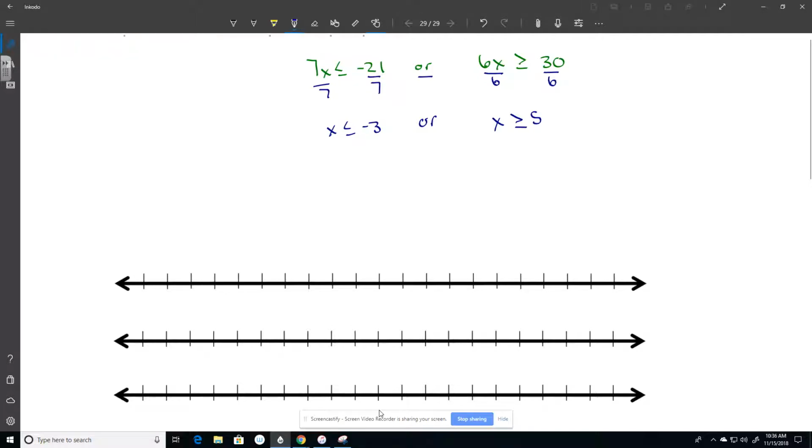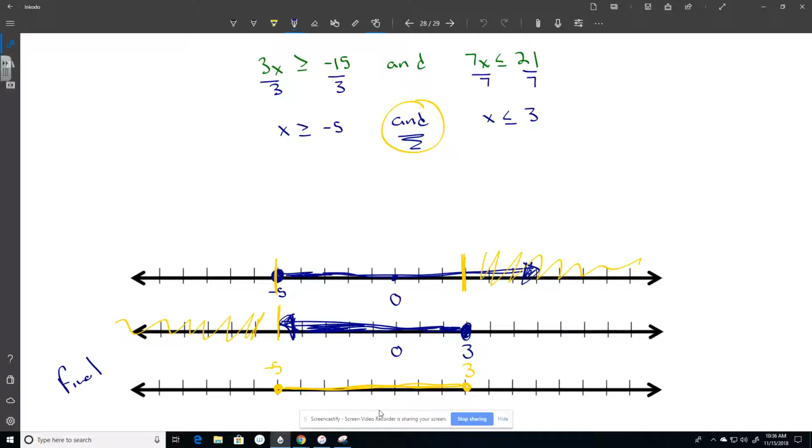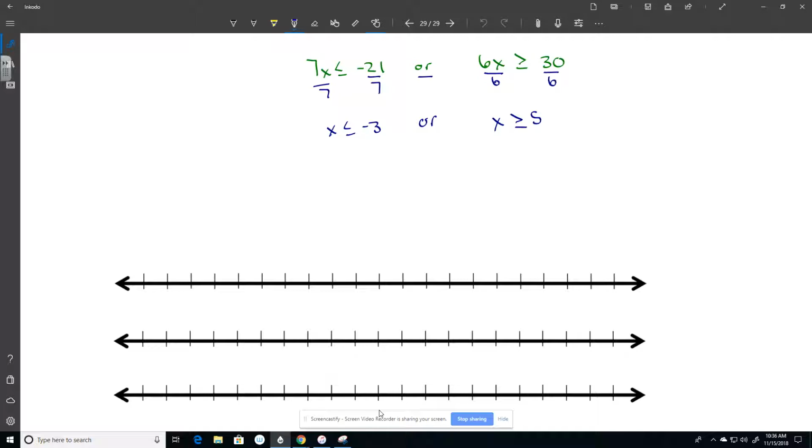In the last case, it had to satisfy both of them because of the word and. This had to be true and this had to be true. So I had what was in between them. In this case, I have the word or. So let's graph these first. X is less than or equal to -3. So here's 0, 1, 2, here's -3. I'm going to put a filled in circle there, and I'm going to draw my arrow.